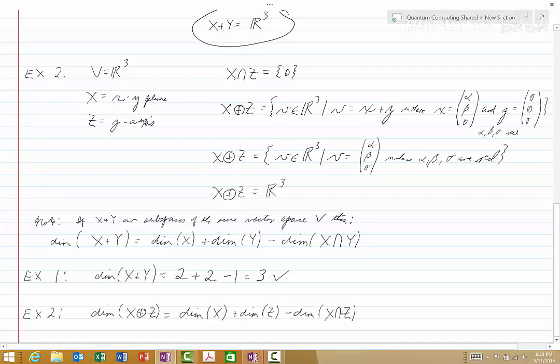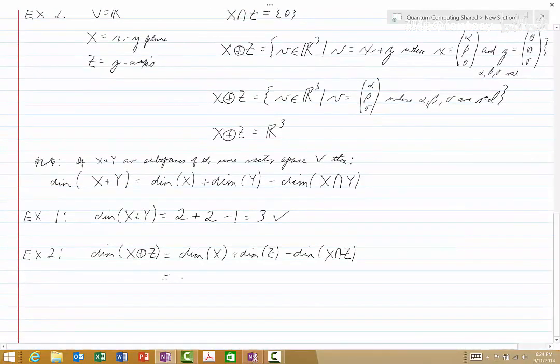But in this case, when we have the direct sum, remember that if x and z are subspaces of the same space, and it is appropriate to use the direct sum notation, then that means that their intersection consists only of the 0 vector. So we have the dimension of the 0 vector.